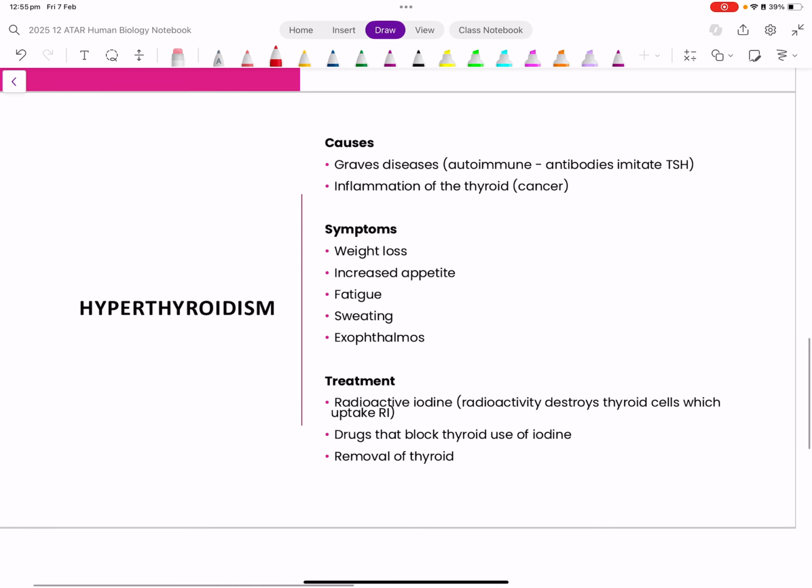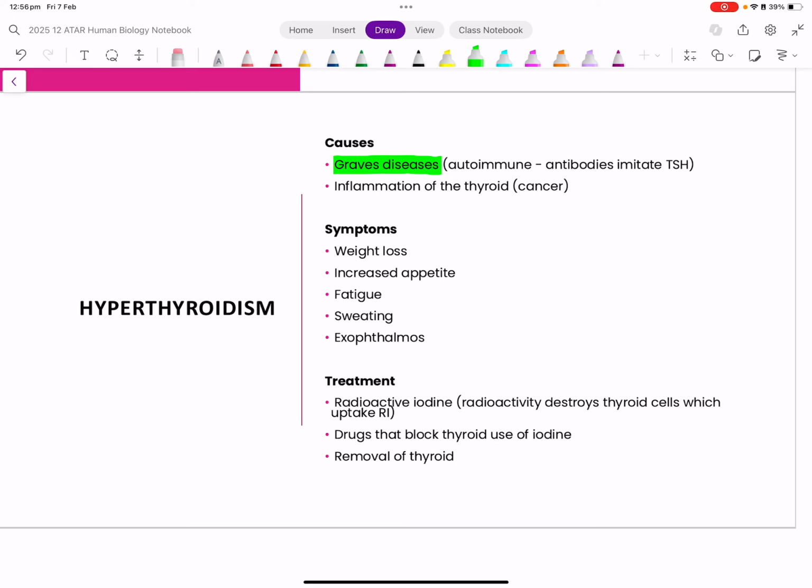Secondly, and finally, hyperthyroidism. Hyperthyroidism can also be caused by a different autoimmune disease, and instead of these autoimmune cells attacking the thyroid, quite unfortunately, the antibodies produced in this instance actually imitate the action of thyroid stimulating hormone, consequently binding to receptors on the thyroid and telling the thyroid to produce more thyroid hormone.